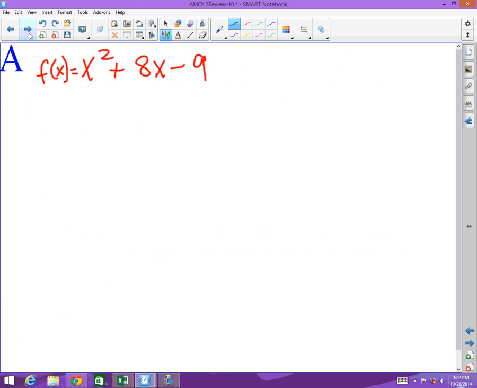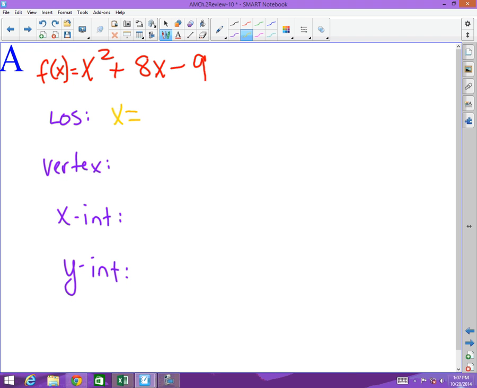So starting with this first one, finding all the different parts of this quadratic, which would be the line of symmetry, the vertex, the x-intercepts, and the y-intercepts. For the line of symmetry, it's x equals the opposite of b over 2a. That is part of the quadratic formula because you'd have plus and minus the square root of b squared minus 4ac to it. But you don't need that part of it in order to find the vertex or the line of symmetry.